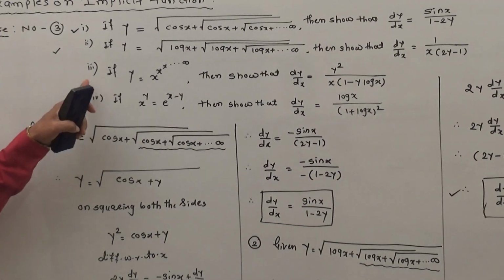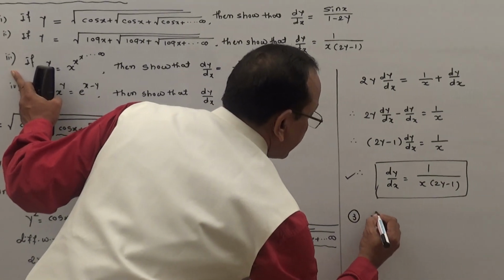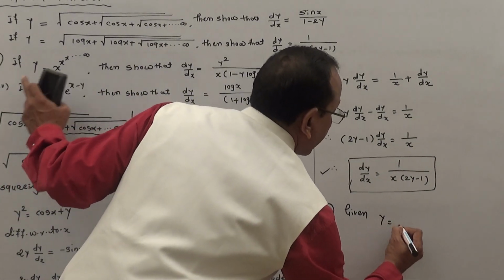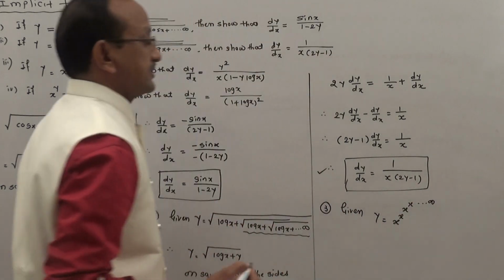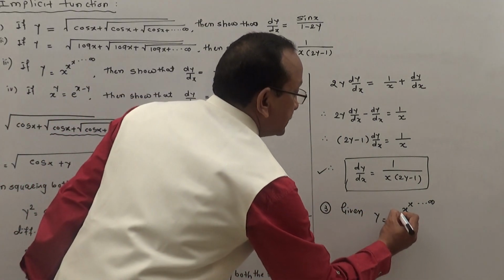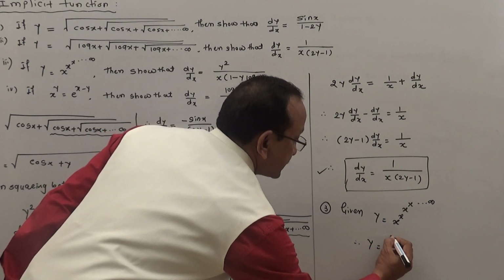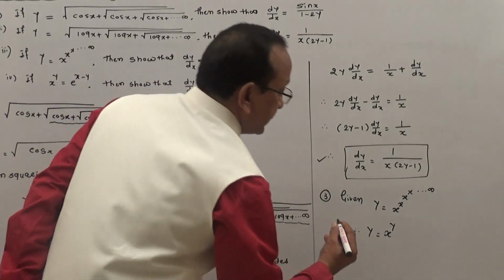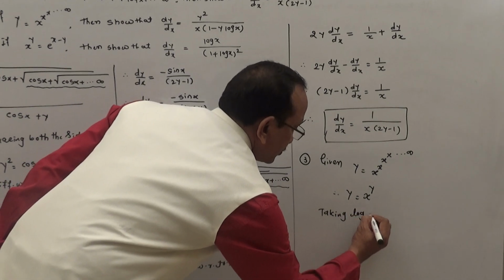So now take example number 3. Given y is equal to x raised to power x raised to power x raised to power x dash dash dash infinity, now consider this is equal to say y. So y is equal to x raised to power y. Now taking log on both the sides.